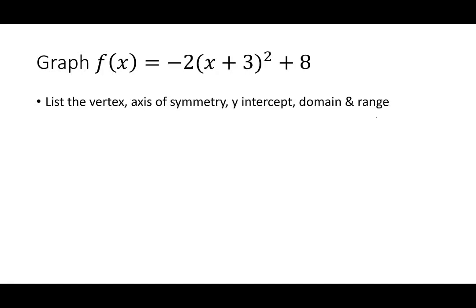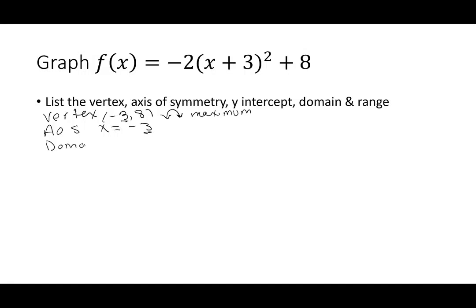Try it again, a little different graph. I have f of x is -2 times (x plus 3) squared plus 8. Like last time, we'll start with our vertex. It's going to be (-3, 8). I have a -2, which tells me this is flipped upside down, so this now is a maximum. My axis of symmetry, AOS, is x equals -3. It always matches the h coordinate from the vertex.